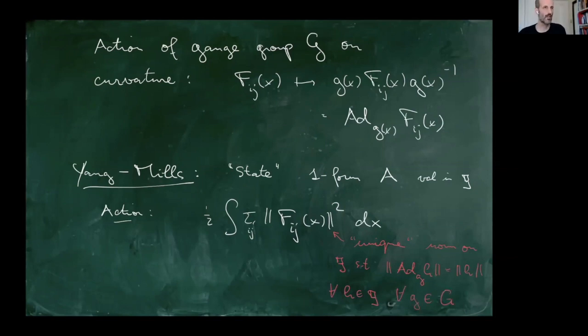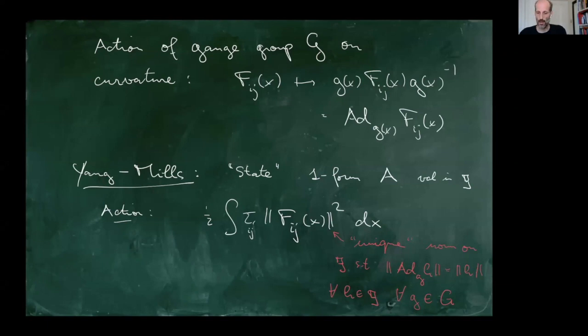It turns out that, that's a theorem, if you have a compact Lie group, then there is such a norm and it's unique. Okay? So that's sort of the natural norm that you would put on your Lie algebra, and then you just take the L2 norm of your curvature.